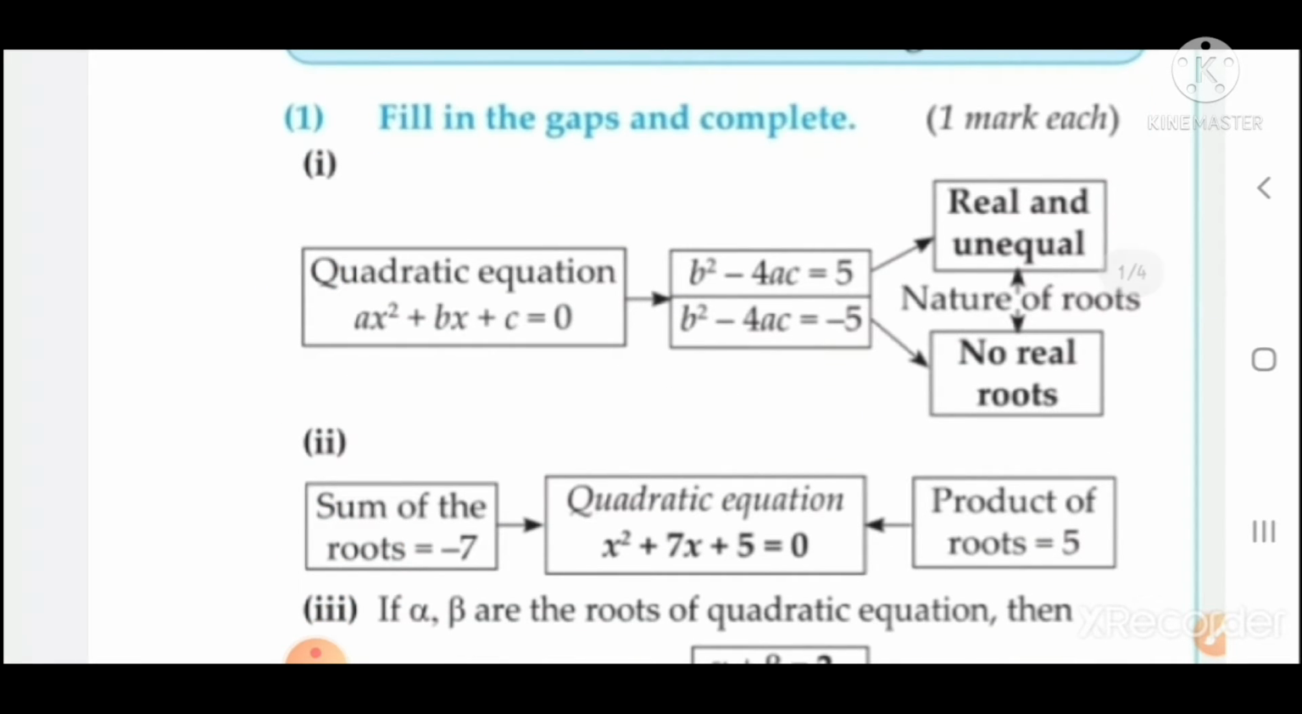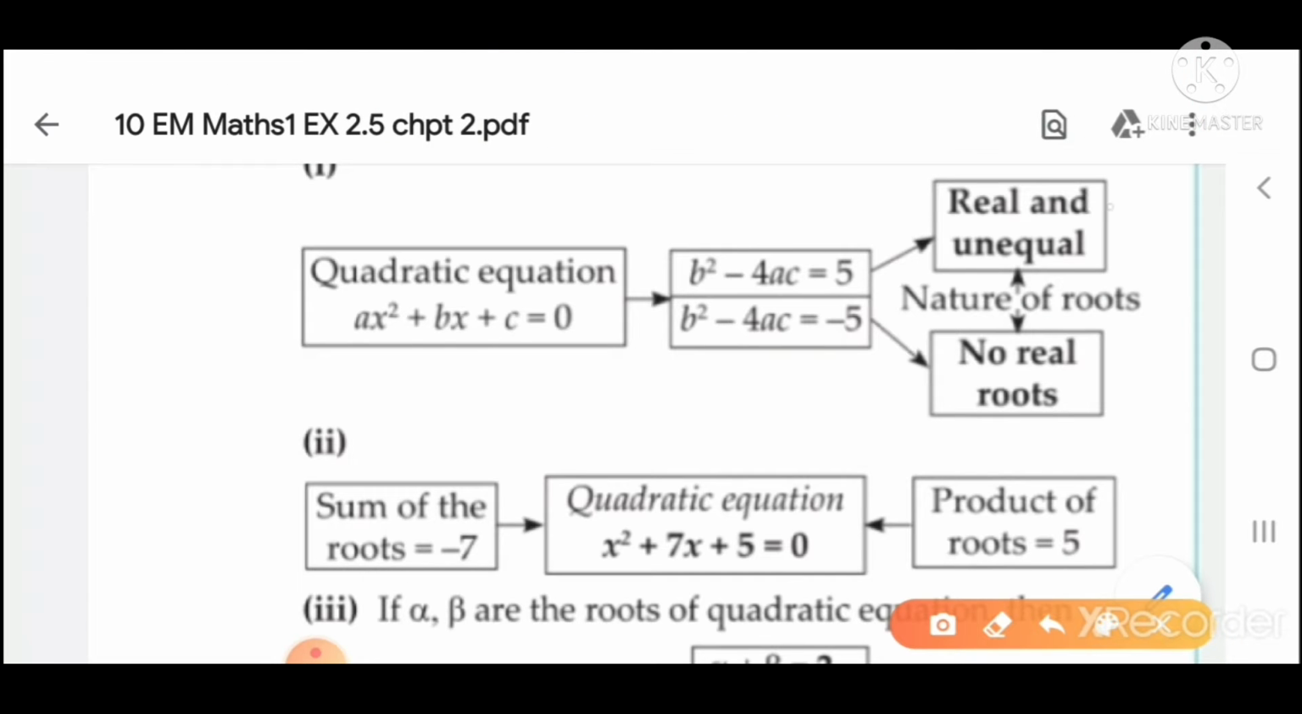This is the question which is given in your exercise 2.5. Fill the gaps and complete, 1 mark. Now here you have to fill up this gap. Now see, here the answers are written: real and unequal, and no real roots. So these boxes are empty, that you have to fill up. So what is there inside, we'll see everything.